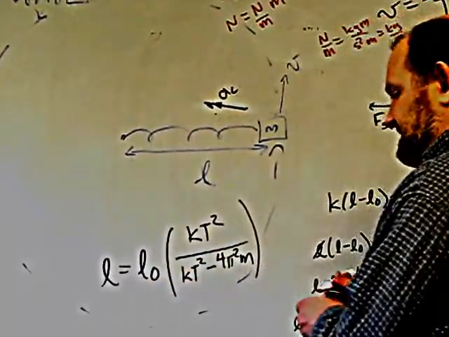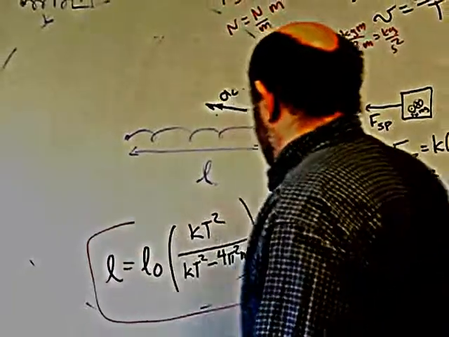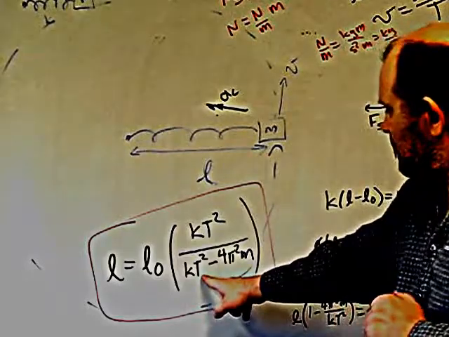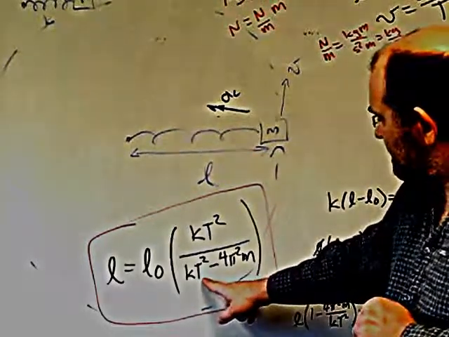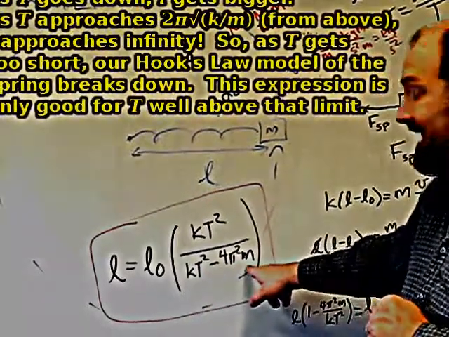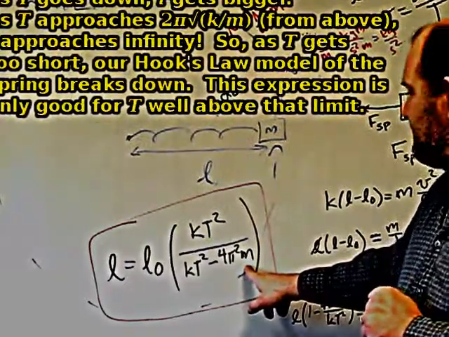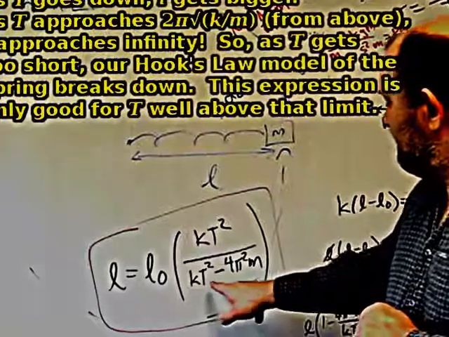L has the same units as L naught. So this is our answer here. That is the radius that this thing makes. Now you might think, does this even work? Well, okay, what if T squared is too low, such that K T squared minus 4 pi squared M is less than 0? Then you have a problem. Then the thing won't actually go around.